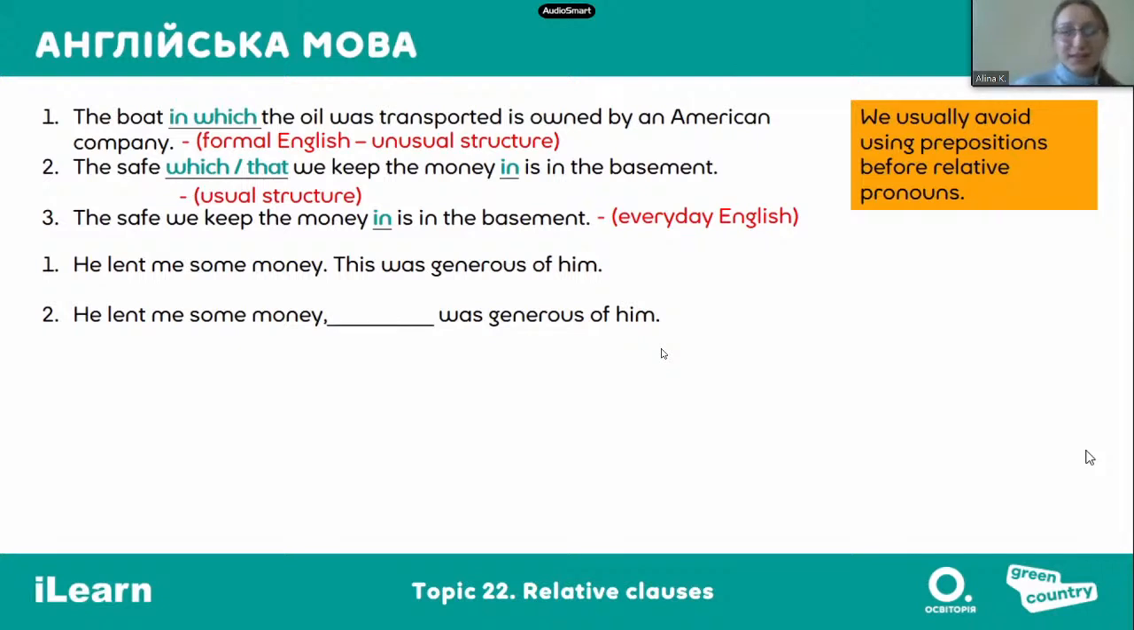Okay, let's go to the second set of sentences. How can we combine them? With what relative pronoun? With which relative pronoun we can combine them? Be attentive that there is a comma.